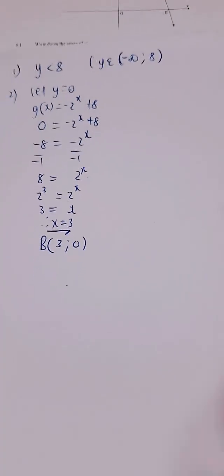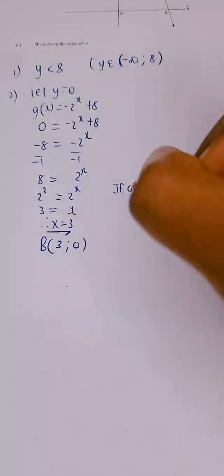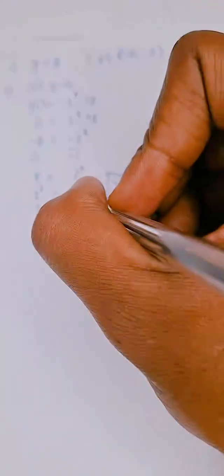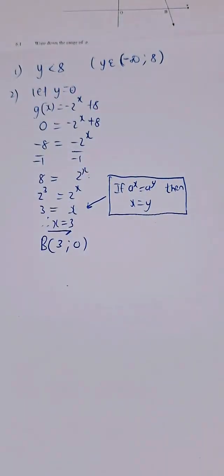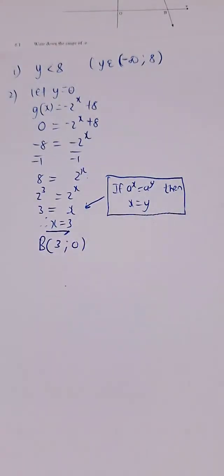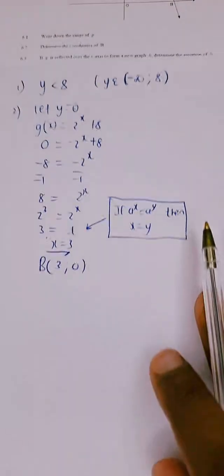Bases are the same on either side. Obviously, we use the property: if a to the power x is equal to a to the power y, then we know x is equal to y. So this property works for same bases where we have exponents, and that's why we get x is equal to 3. Coordinates, y was 0, that's what we substituted. We get an x value of 3. So those are the coordinates of B.